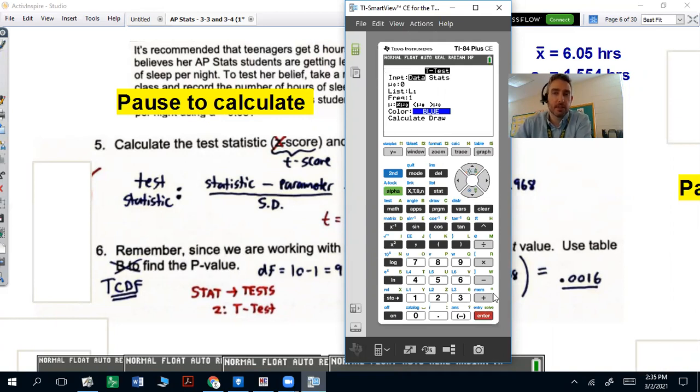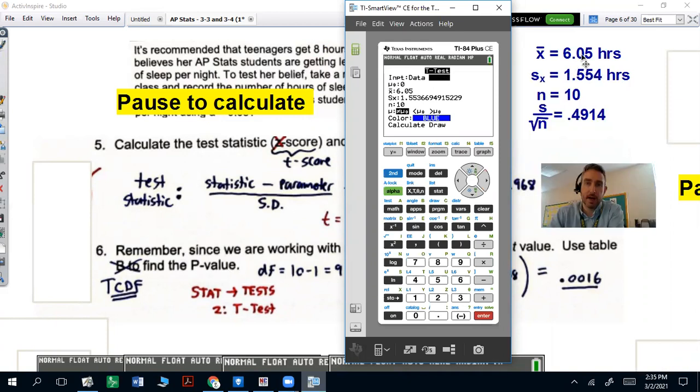Now you have two options with tests. With t-tests, you can put the data in, just like the t-intervals, or you can put stats in. So if you put the stats in, you have the 6.05, you have the 1.554, and the sample size of 10. And the null, we have to make sure that that null is 8 in this case. We also have to identify the correct direction. So since this is less than, I have to scroll over to less than and calculate that.